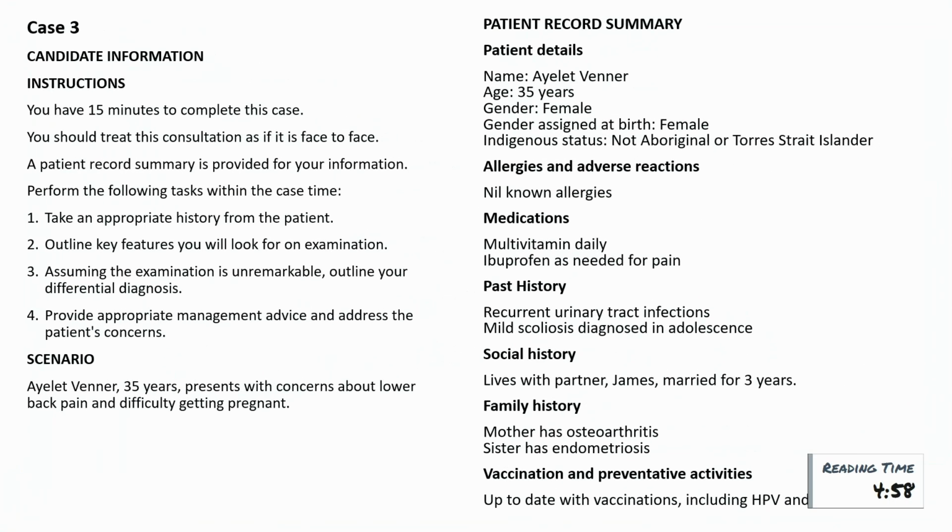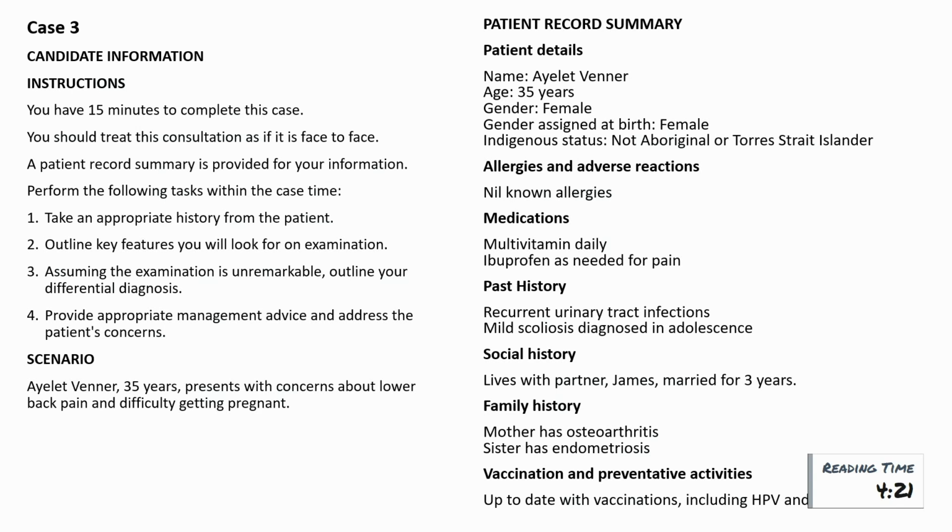Case 3. Candidate Information. Instructions. You have 15 minutes to complete the case. You should treat this consultation as if it is face-to-face. A patient record summary is provided for your information. Perform the following tasks within the case time. 1. Take an appropriate history from the patient. 2. Outline key features you will look for in examination. 3. Assuming the examination is unremarkable, outline your differential diagnosis. 4. Provide appropriate management advice and address the patient's concerns.